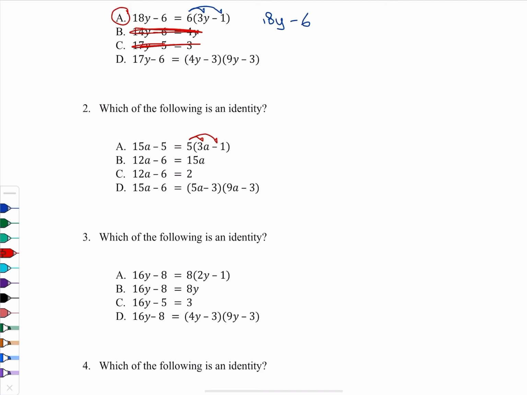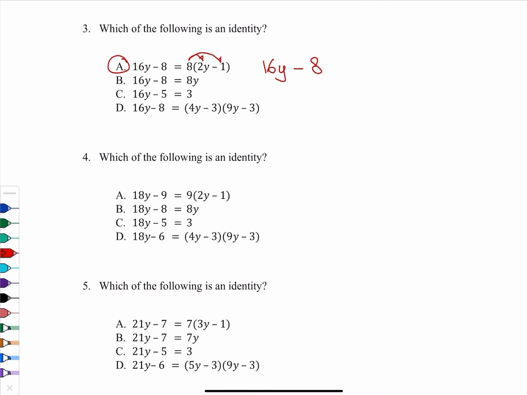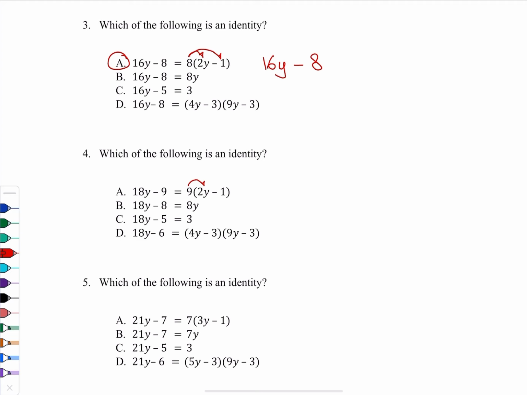5 times 3 is 15. Don't forget the unknown with it. 5 times -1 is -5. It's the same, so that's the answer. Continue. 8 times 2 is 16y. 8 times -1 is -8. Same. Continue. 9 times 2, and then 9 times negative 1, so 18y minus 1.